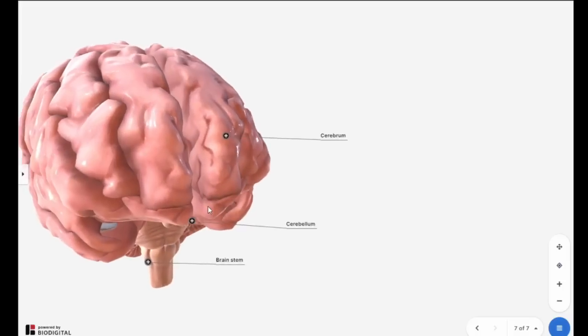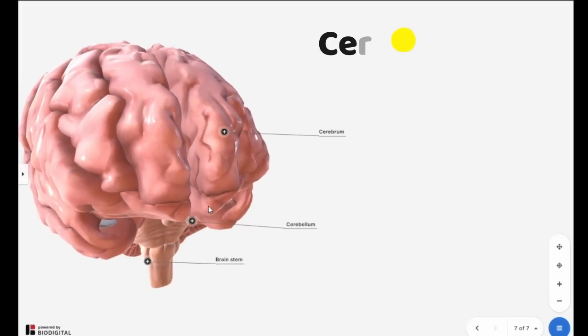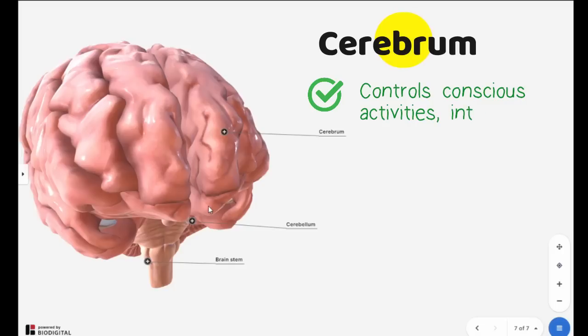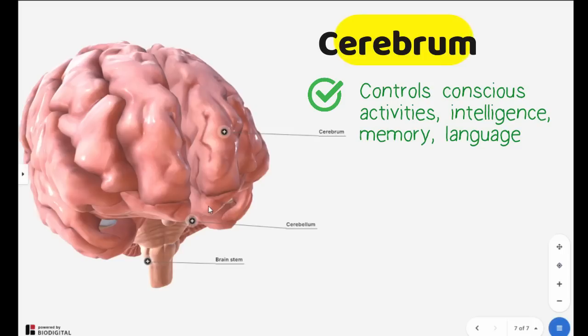Let's go now to the cerebrum. The cerebrum is in charge of memory, intelligence, language, and other conscious activities. As you can see, it is wrinkled with countless folds and covered with an outer layer of what we call gray matter. But here in the picture, it's not really colored gray, it's pinkish. We call that matter cerebral cortex.